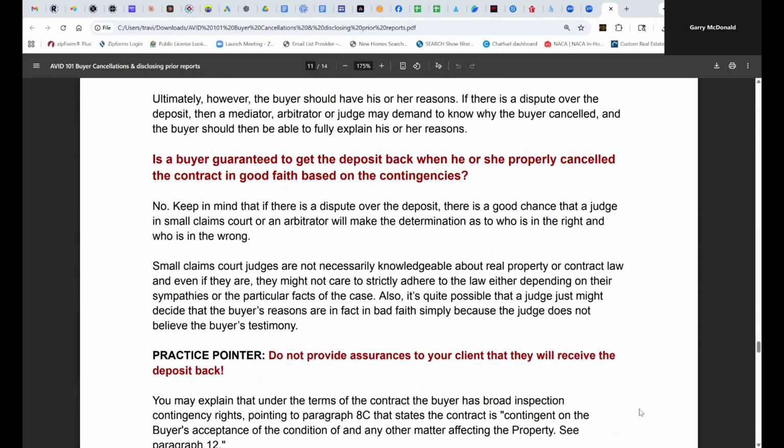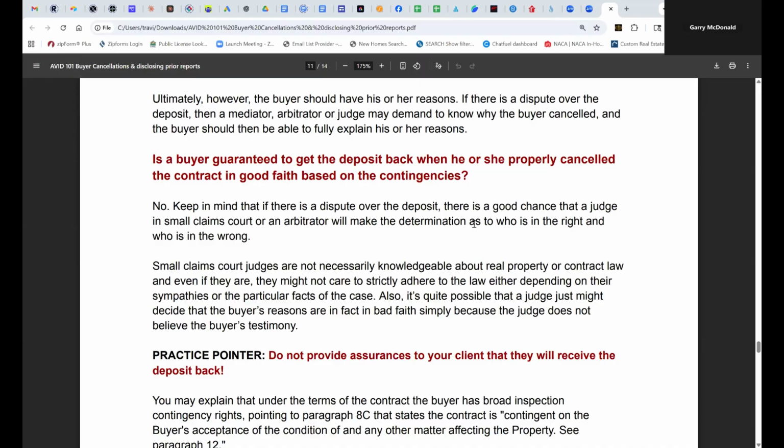Ultimately, however, the buyer should have his or her reasons. If there is a dispute over the deposit, then a mediator, arbitrator, or judge may demand to know why the buyer canceled, and the buyer should then be able to fully explain his or her reasons. Also, you're probably going to need those reasons to tell the listing agent why you're canceling.